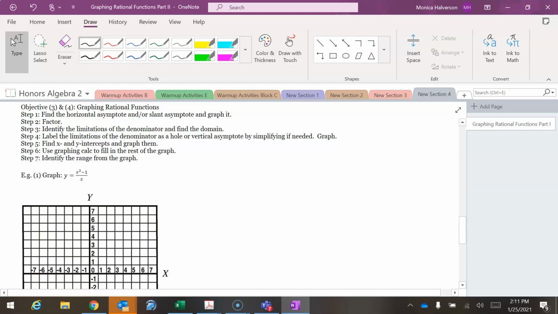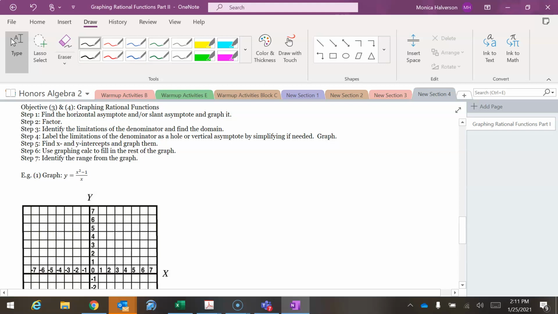Once we do that, we are going to identify whether those limitations are a hole or a vertical asymptote by simplifying the function. And then we're going to graph the horizontal asymptote or the slant asymptote, the vertical asymptote or the hole, and then we're going to move on and find the x and y intercepts like we just did and graph those. Finally, we're going to use our graphing calculator to fill in the rest of the graph. And by looking at the graph, you're going to identify the range. So let's do this first example together.